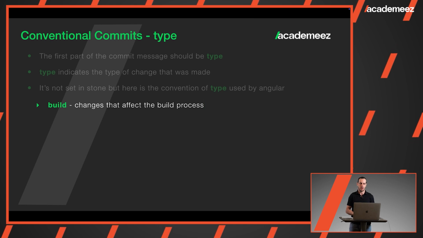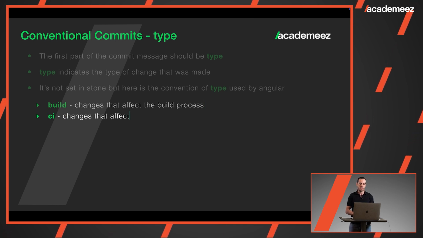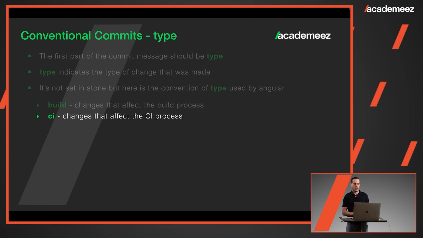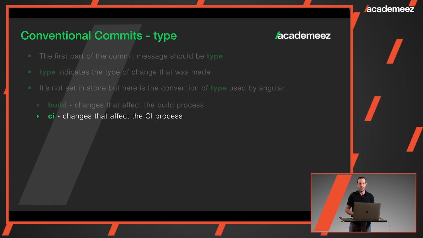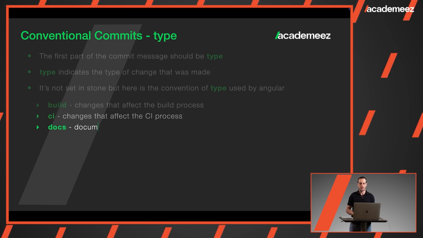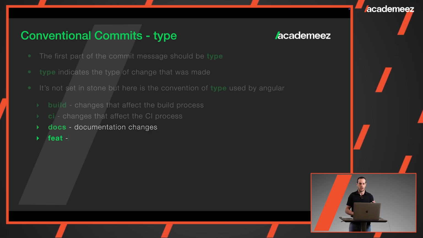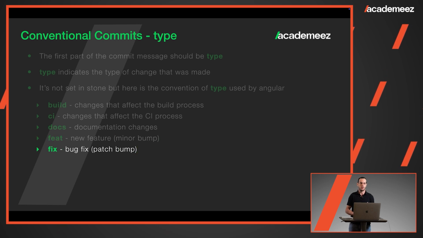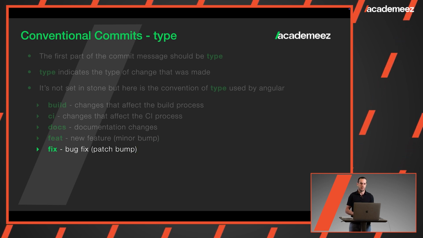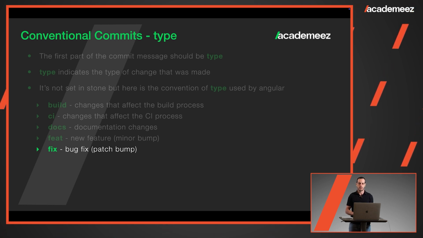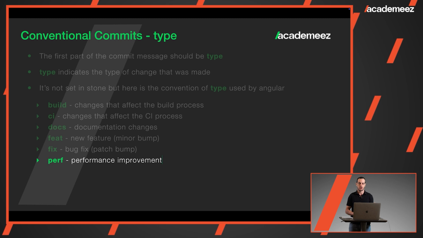So here's a few examples from the Angular convention that I like to use. You have build if it's a type of change that is changing the build process, CI if it's changing the CI process, docs if it's changing the docs, feature if you added a feature, this will cause a minor version update. Fix if you fix the bug, this will cause a patch bump.